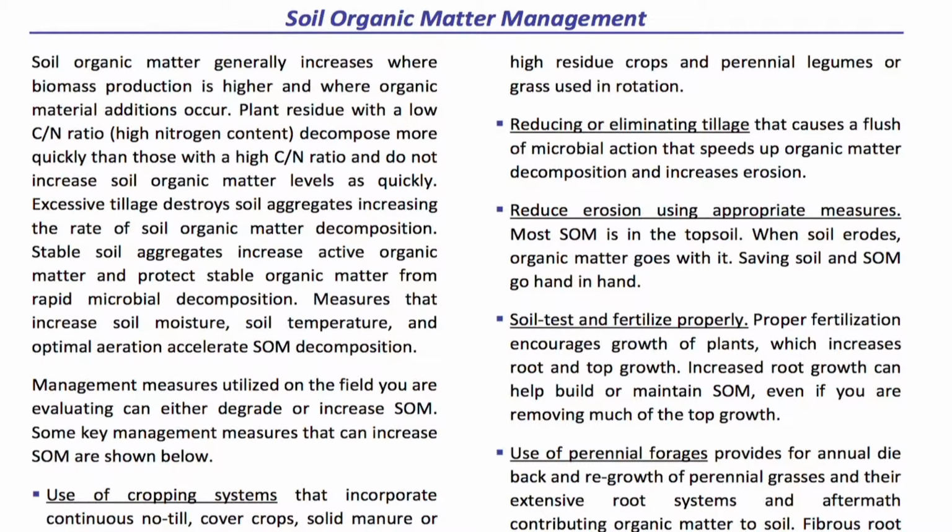Managing organic matter is the next section. It's real important to understand it, and really it's managing your crops, good rotations. High residue crops are important. Eliminating tillage, which causes a flush of microbial activity, so if we can eliminate that, that's a positive thing. Reducing erosion, soil testing and fertilizing. If we over-fertilize, we're going to tend to burn up or lose some of our organic matter. Also using perennial forages with deep root systems such as alfalfa or grasses in rotation would also be excellent.